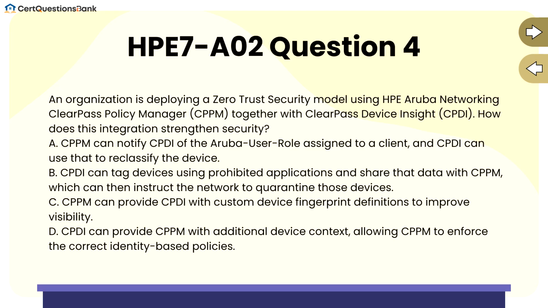reclassify the device. B. CPDI can tag devices using prohibited applications and share that data with CPPM, which can then instruct the network to quarantine those devices. C. CPPM can provide CPDI with custom device fingerprint definitions to improve visibility. D. CPDI can provide CPPM with additional device context, allowing CPPM to enforce the correct identity-based policies.